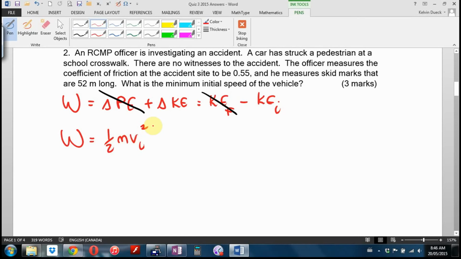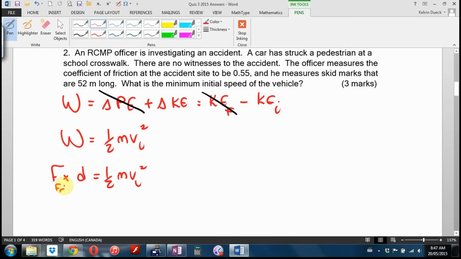But Nick, you said work was what times what? Force times distance equals a half mv initial squared. Now, if you jump straight to that line, that's fine, but this is where it comes from. Which force? What force is doing the stopping? Spencer, which force? Which force did the stopping in the previous question, my friend?